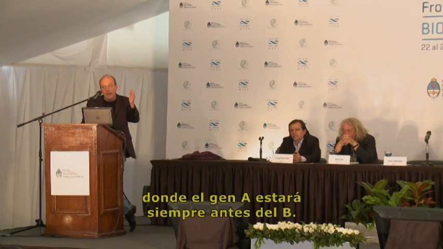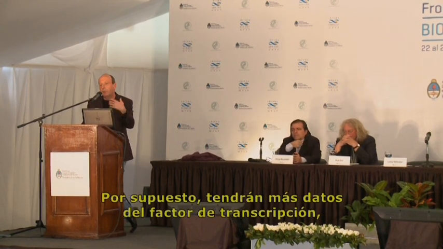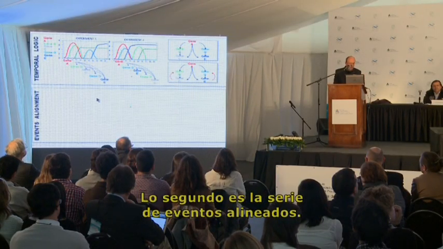logic where you say gene A comes always before gene B, therefore there's a chance that gene A influences gene B. Now of course you put more knowledge into it, like transcription factor knowledge, regulatory genes and so on. The second is event strings alignment.